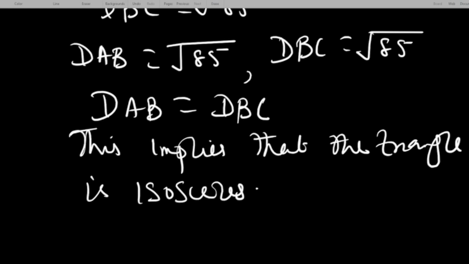Okay, so this is the solution, and here is how to prove that a triangle is isosceles, and this is also how to calculate the area of the triangle.